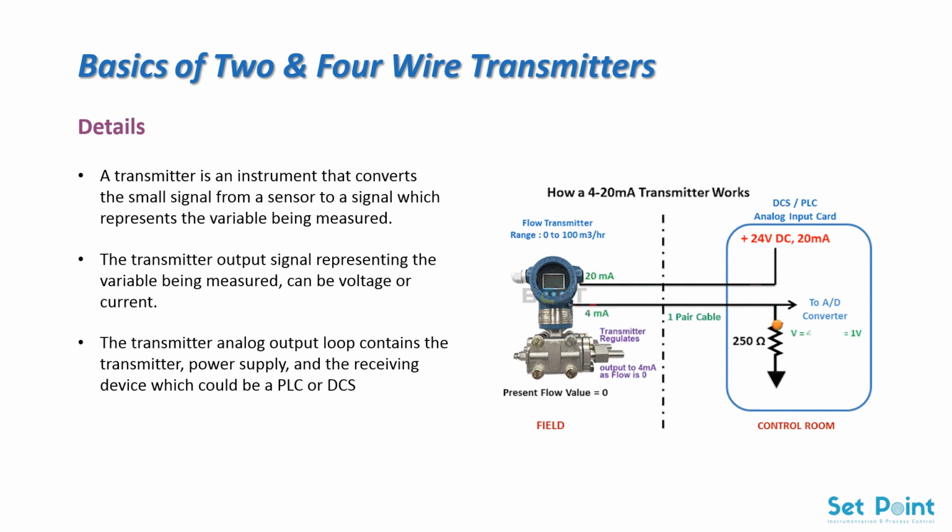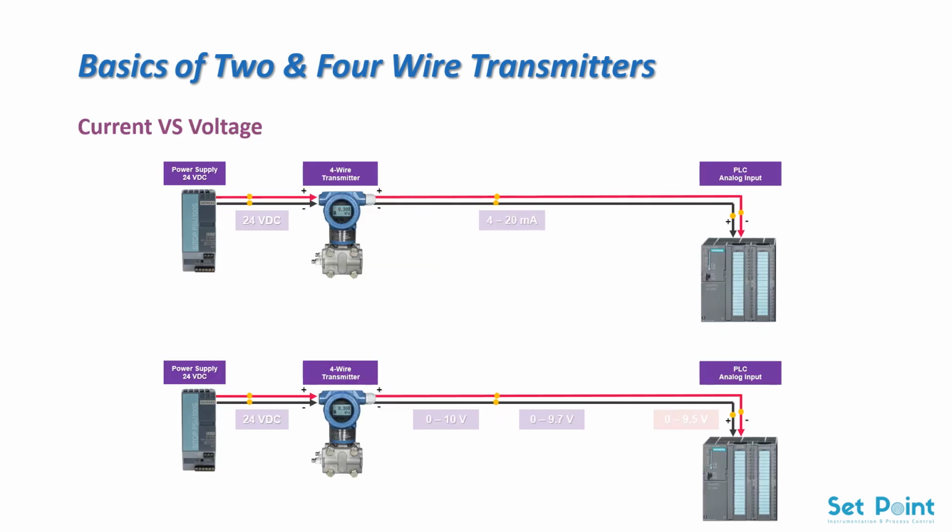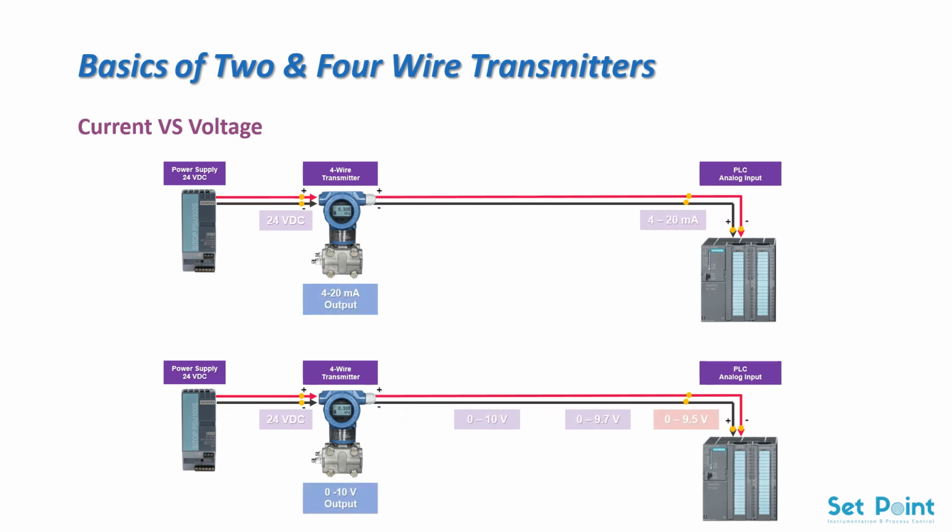But is it a 2-wire or a 4-wire transmitter? The actual wiring connection between the transmitter and the power supply depends upon which type it is. Let's see. Earlier we said that the transmitter output can be either current or voltage. Current is by far the most common transmitter output signal for many reasons.